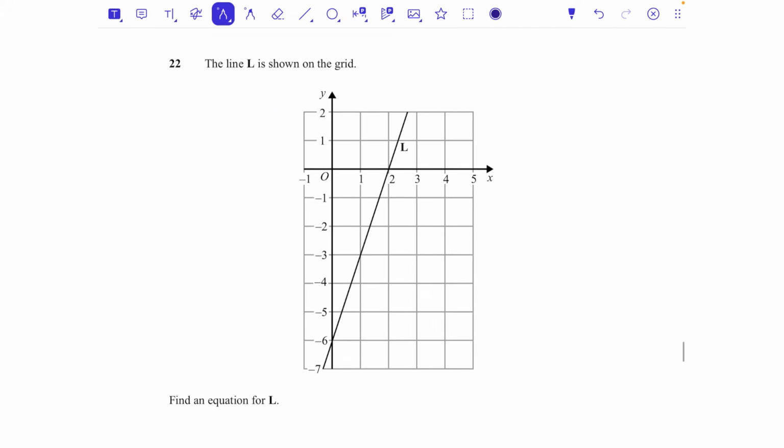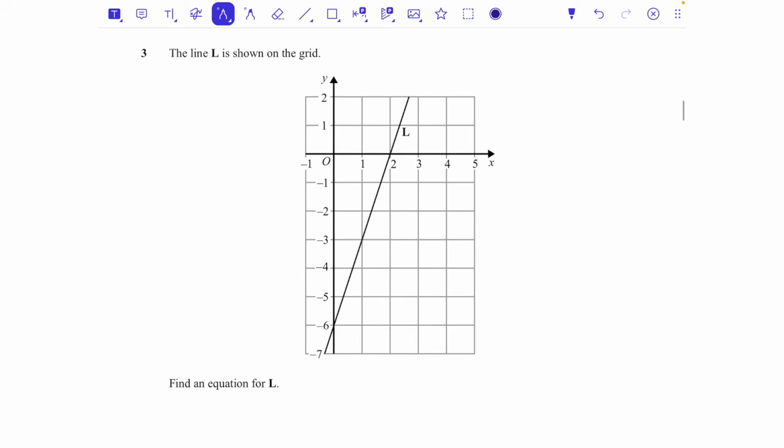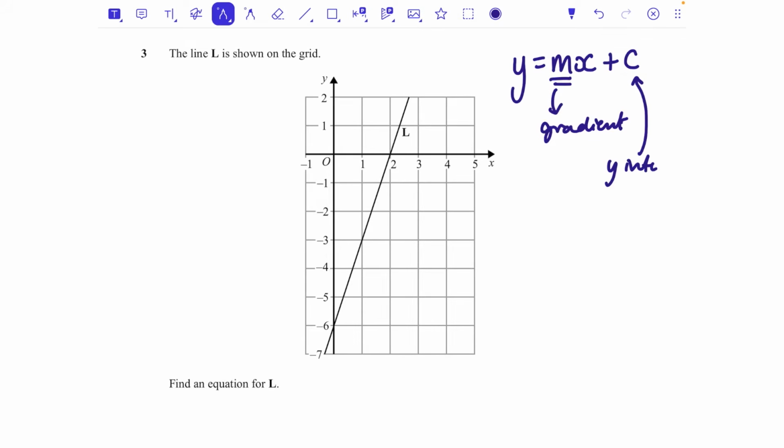Question number 22. The line L is shown on the grid, find an equation for L. So the equation of any straight line is y equals mx plus c, where m is your gradient, the steepness of the line, and c is the y-intercept, which is where it crosses the y-axis. The y-axis is this one here.